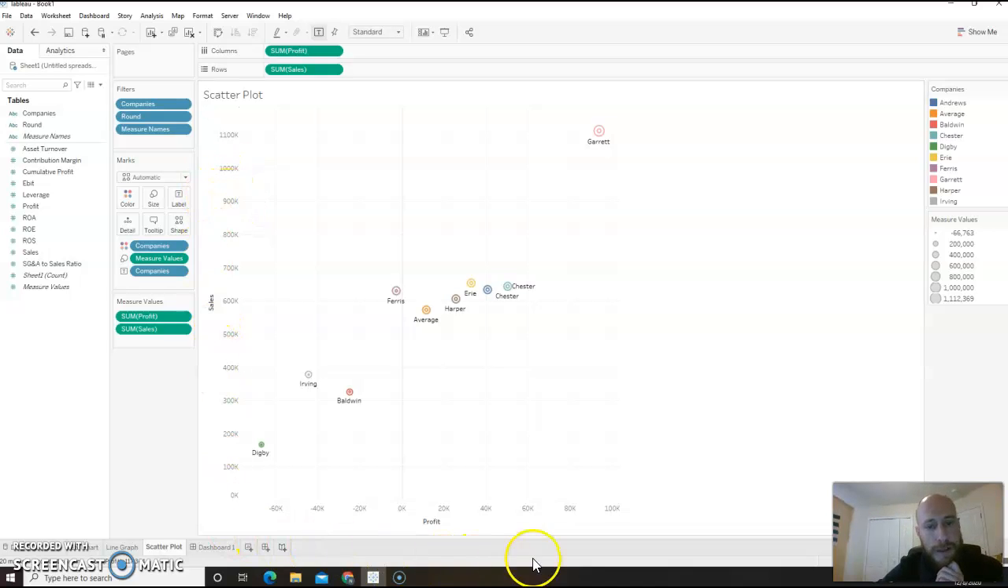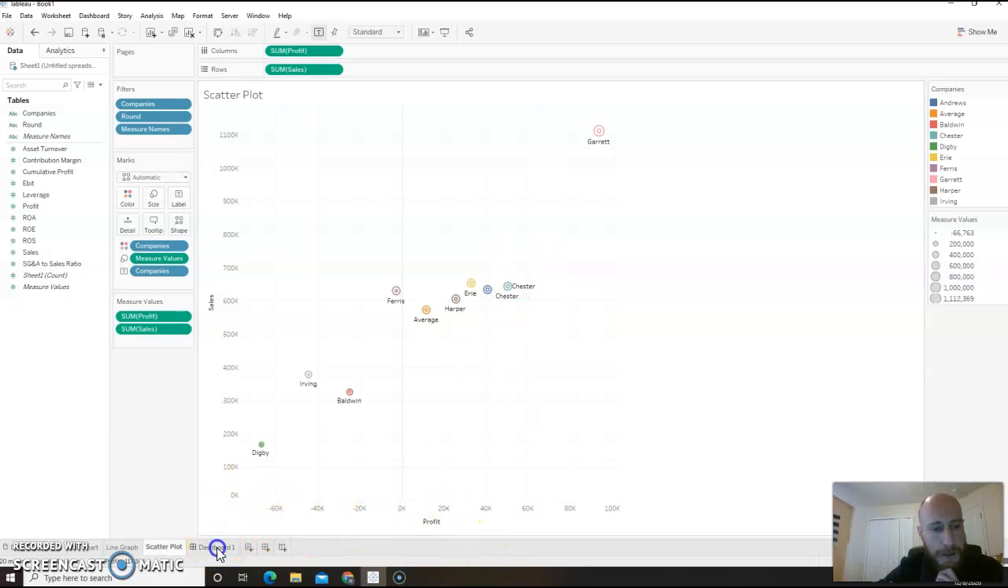So on our x-axis, you have profit. On your y-axis, you have sales. And as you can see, there are companies who, for example, had better profit, but they had less sales, and vice versa. But again, Garrett is all the way at the top, and then we got Digby at the bottom with these three over here, and then they're followed. These over here are pretty much competing to see who is going to go up with Garrett.